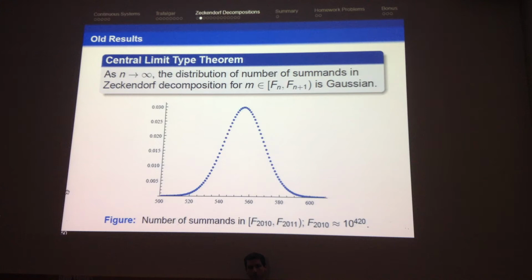Now, this is a completely deterministic process. For each number, there's nothing random going on. I just calculate how many summands it has. But when I look at the plot, it looks to be normally distributed.